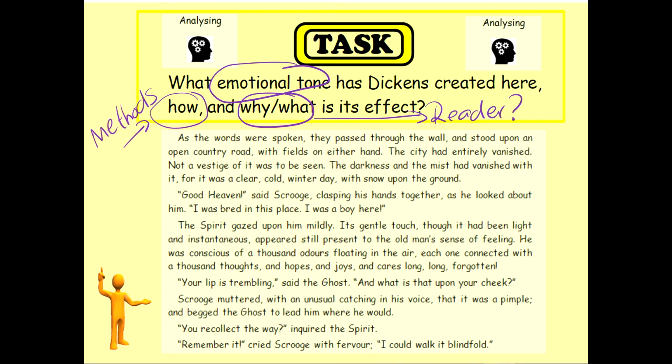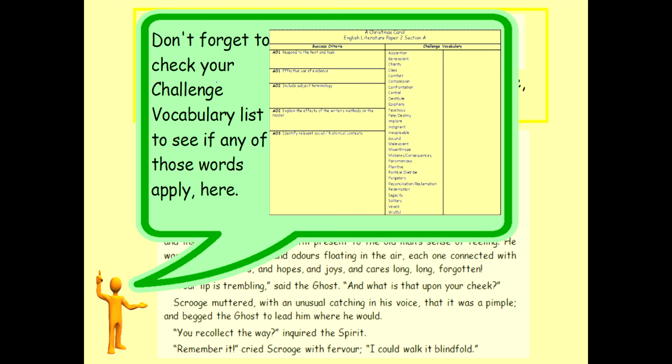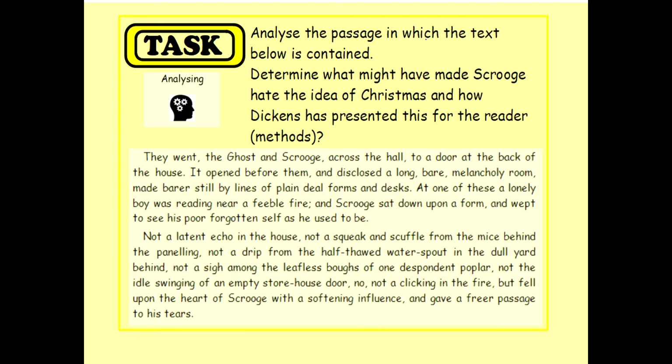Okay, well done. So next task then, Helpful Harvey says you can check your challenge vocabulary list before you send it in. Any of these words here, I'm not sure if you can see these on the screen. You should have had this last year, but if not, I will put it in the shared area. And then the last one is that we need to analyse the passage in which the text below is contained. We need to determine what might have made Scrooge hate the idea of Christmas, and how Dickens has presented this for the reader.